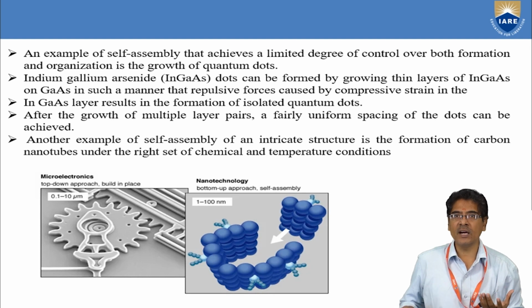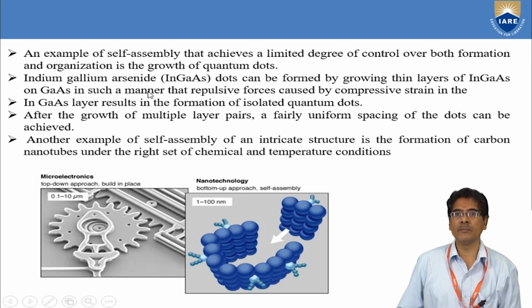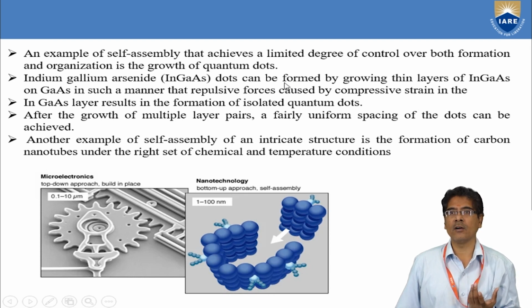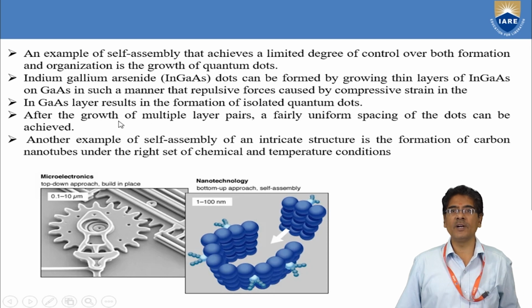Indium gallium arsenide quantum dots can be formed by growing thin layers of indium gallium arsenide on gallium arsenide in such a manner that repulsive forces caused by compressive strain in the gallium arsenide layer structure the formation of isolated quantum dots. After the growth of multiple layer pairs, a fairly uniform spacing of the dots can be achieved.